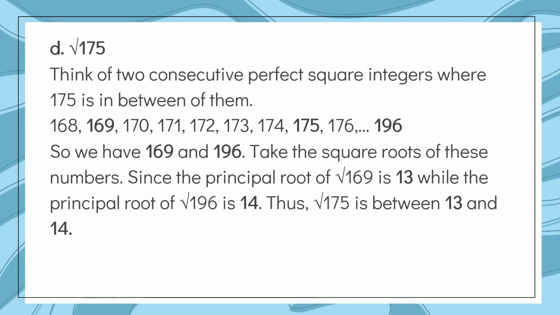Then the last one is square root of 175. Think of two consecutive perfect square integers where 175 is in between them. 168, 169, 170, 171, 172, 173, 174, 175, 176, and so on to 196. So we have 169 and 196. Take the square roots of these numbers. Since the principal root of 169 is 13, while the principal root of 196 is 14, thus square root of 175 is between 13 and 14.